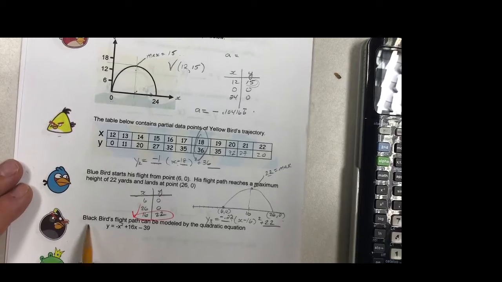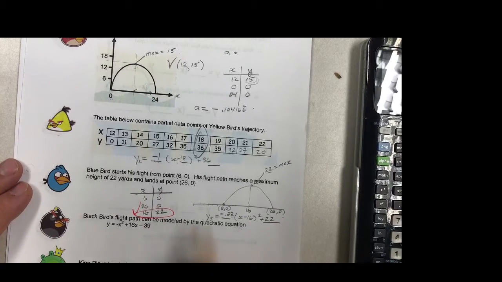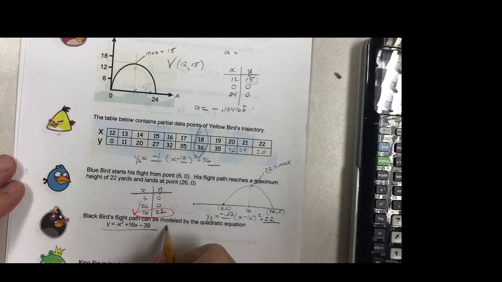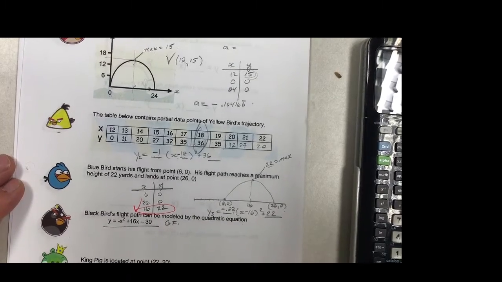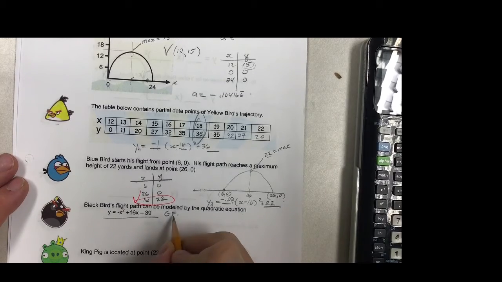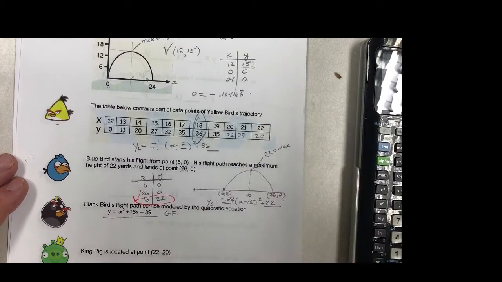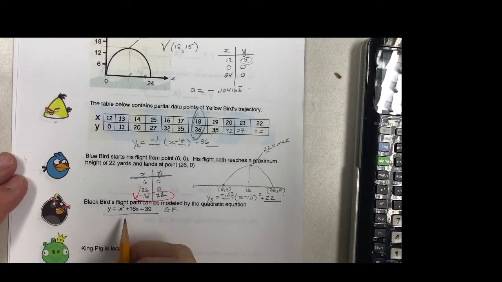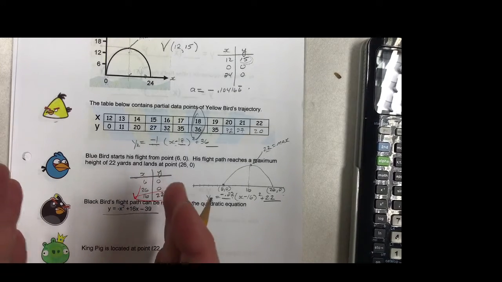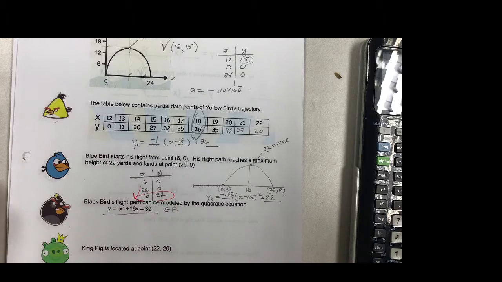Okay. The last one is Blackbird's flight path can be modeled by the quadratic equation that. Well, what format is that in? That's in general format. Okay. So in general format, well, that's the calculator's preferred format. And so, yes, normally we would have to put this in standard format if we were going to graph it, but if the calculator is going to graph it, we don't have to do anything at all. It's only when we want to graph it do we need to put it in standard format.